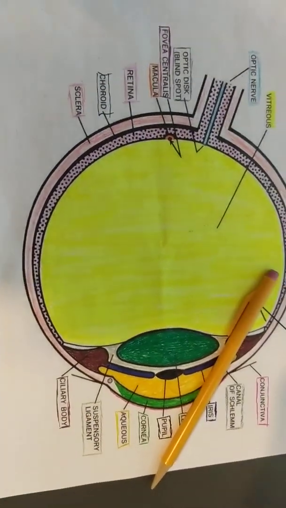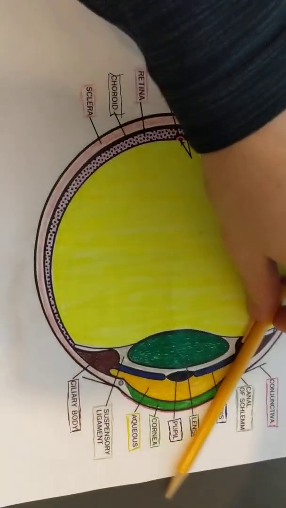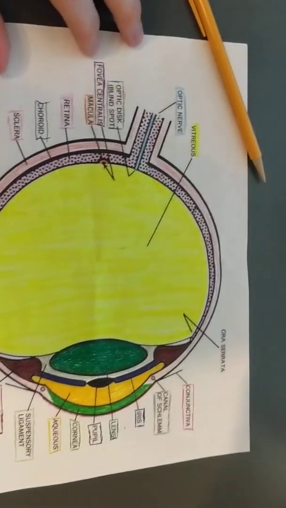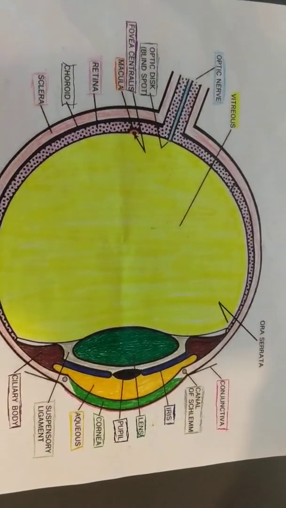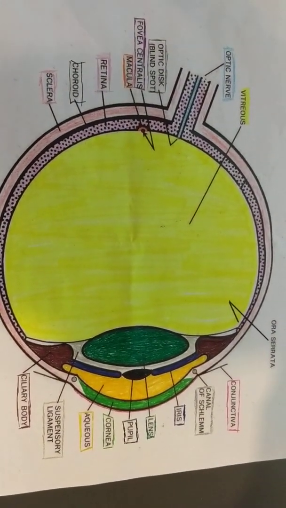So this has been a quick review of the diagram of the eye. I'm going to go ahead and just hold it here for a second so that way you can see where all the lines point.